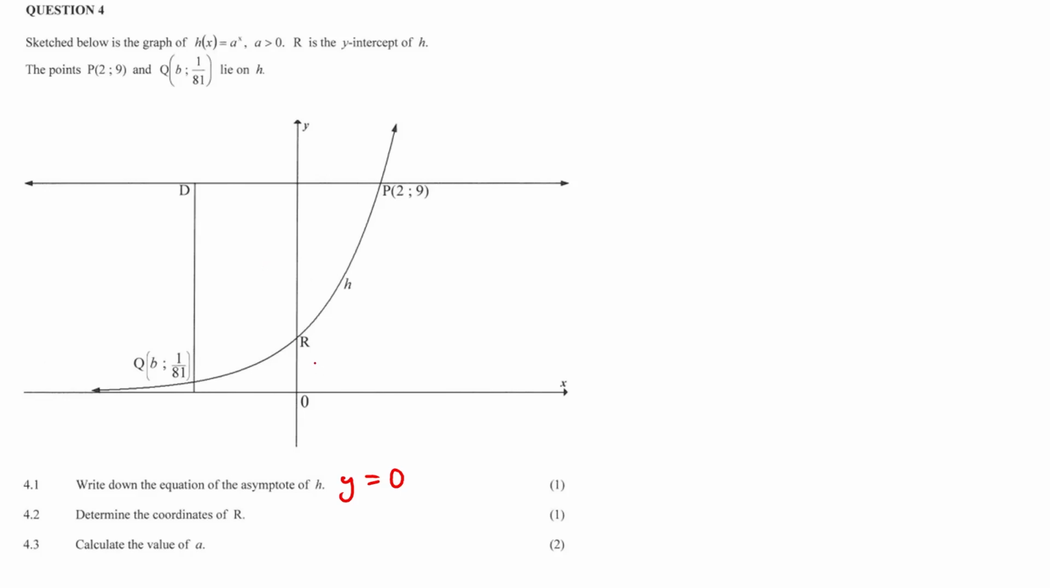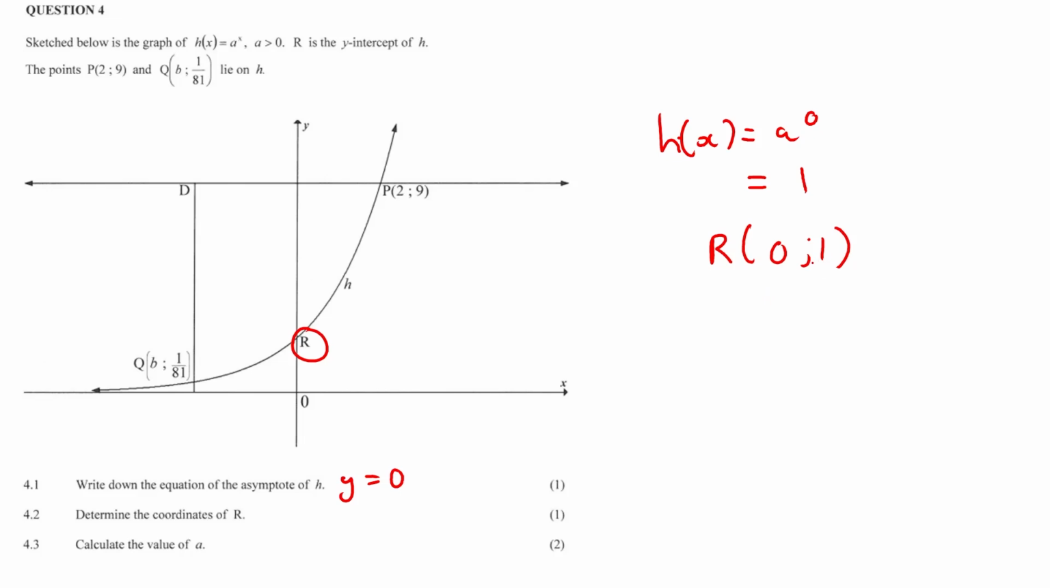So the coordinates of r, that is going to be a y-intercept. In order to calculate a y-intercept, we should let x equal 0. So that's just going to be h of x is equal to a to the power of 0. Anything to the power of 0 is just, well, 1. So therefore, r has the coordinates (0, 1). Finished. 4.3, calculate the value of a.